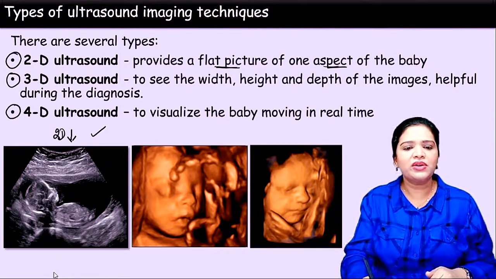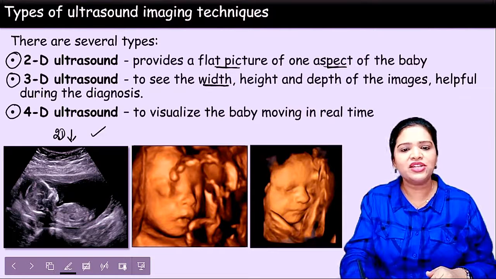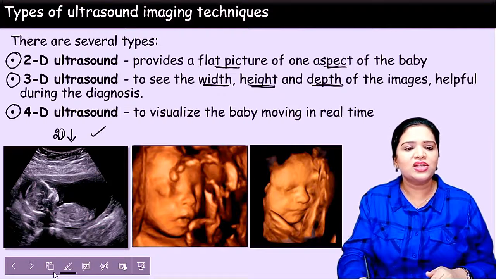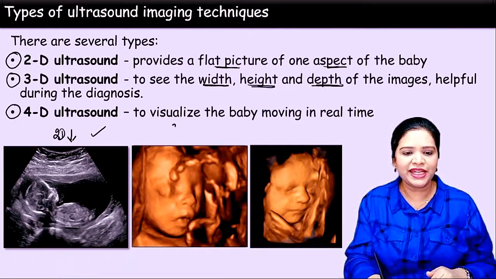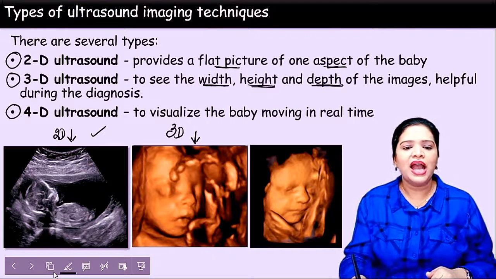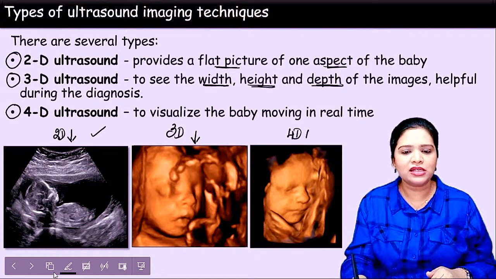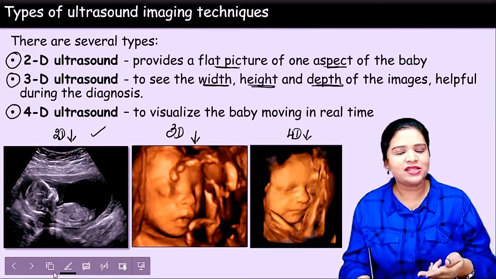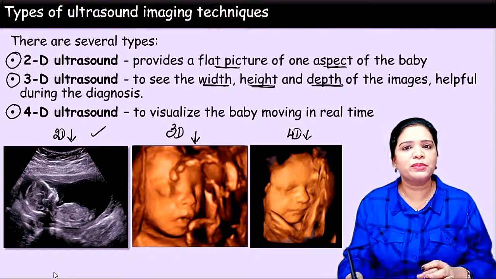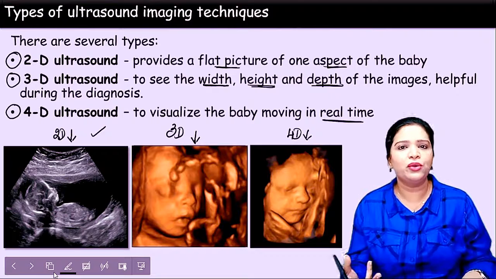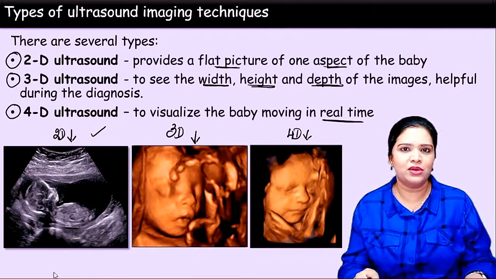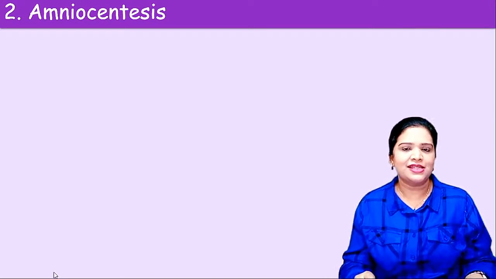This 3D ultrasound gives the width and depth of the images. Okay, so this is highly helpful during the diagnostic technique. So this is the 3D ultrasound, and we now have 4D ultrasound, which is the next higher version. We can usually see the movement of the baby in real time in a video format. Okay, so these are the different developments in ultrasound scanning imaging techniques, right?